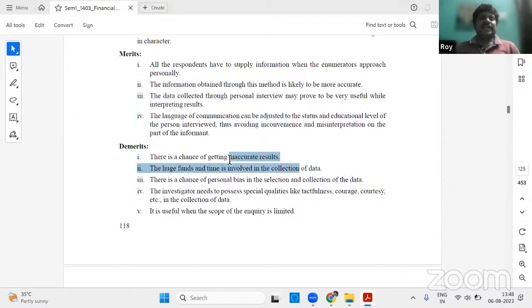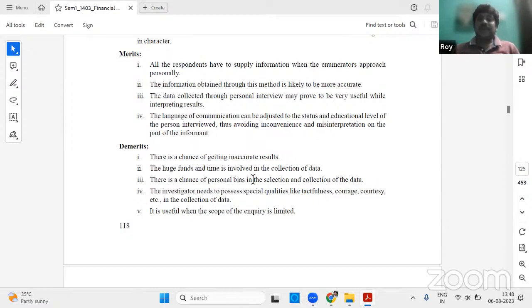There is a chance of getting inaccurate results, because if that person doesn't have the knowledge, that will be a problem. Huge funds and time are involved in collecting data, because it is person to person. Let us say you want to know the opinion from Maharashtra and all these states within the country; you need to travel there and take appointments. If there are VIPs, you need to arrange a few things for them to do the interview, etc.